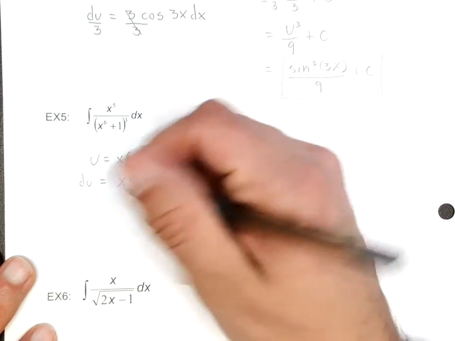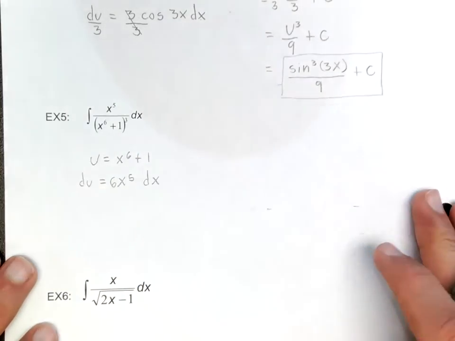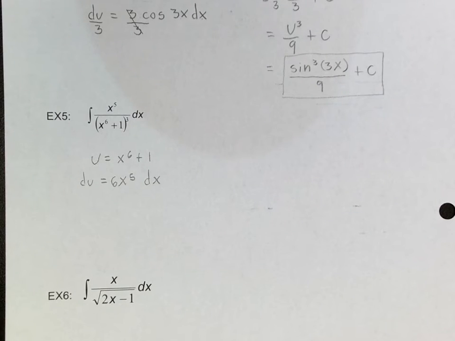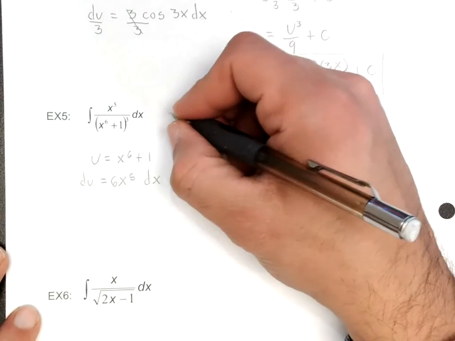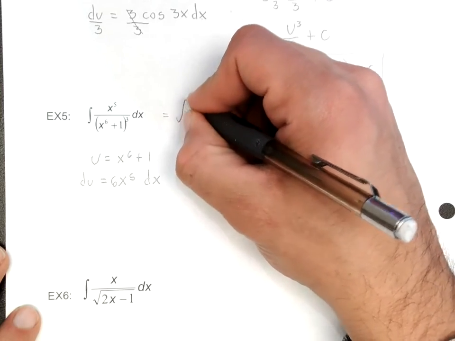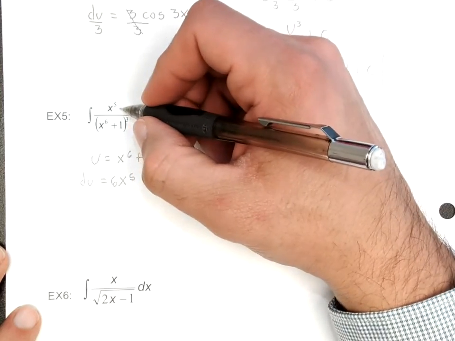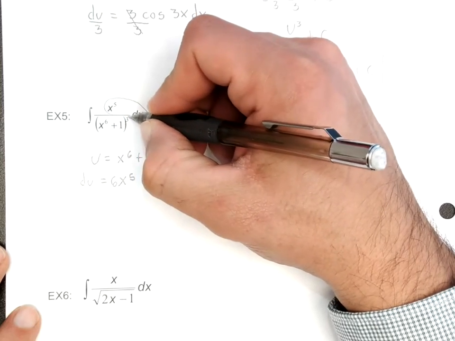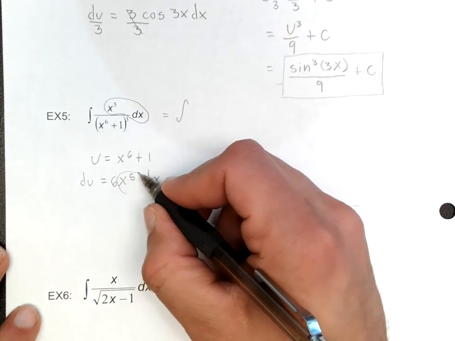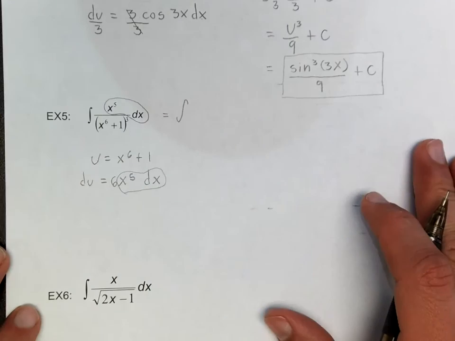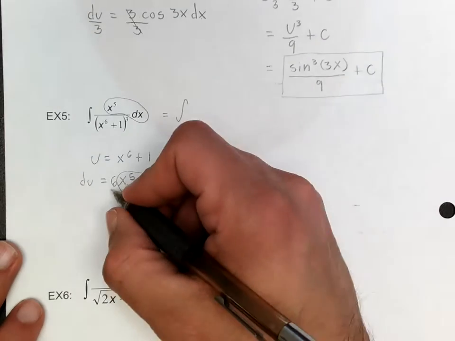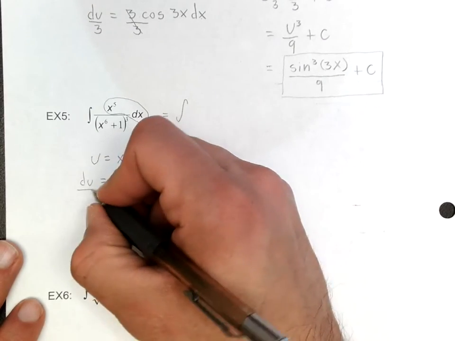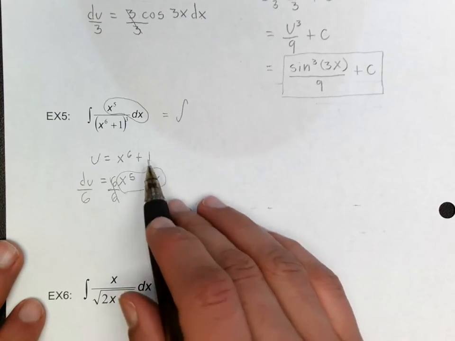Oh wait, that would be 6x to the 5th power dx. Alright, and if that's the case, then notice that I have almost everything I need. Let me write it, see if this makes any sense. Notice that this right here is this. So that right there, notice that I have an extra 6. I don't have a 6 anywhere on here. So just like the last two, I'm going to divide this by 6, divide this by 6. So now I have exactly what I need.